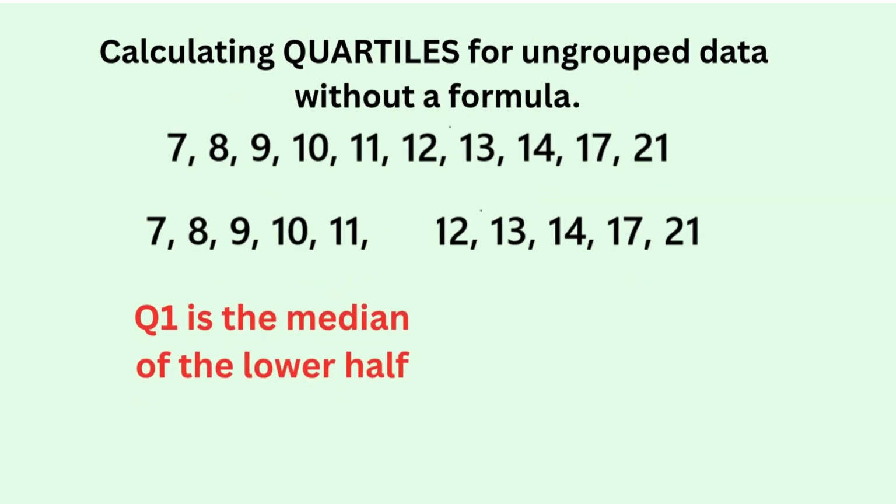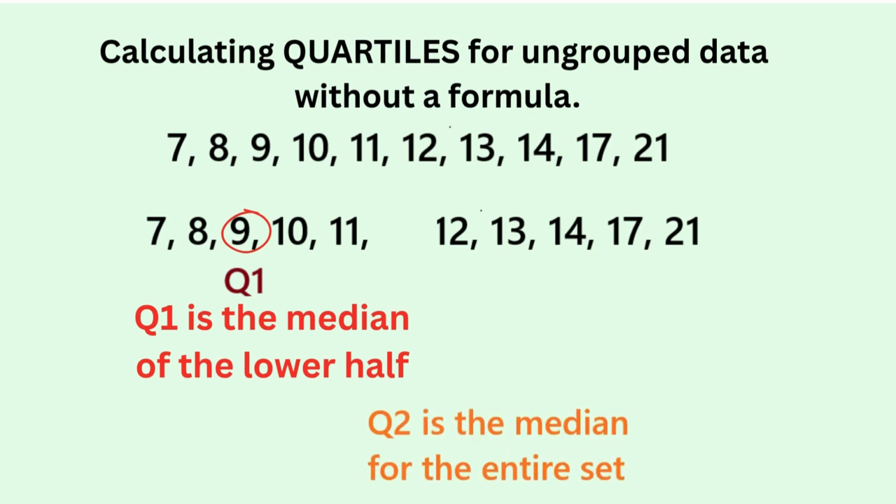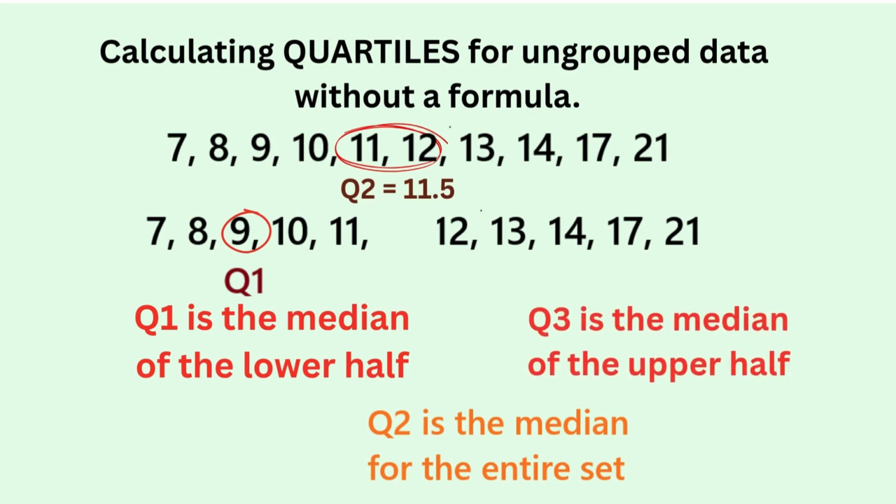Q1, the first quartile, is the median of the lower half. The middle number in the lower half is 9. So Q1 equals 9. Q2, or the second quartile, is the overall median. The middle 2 numbers in the full set are 11 and 12. The average of these is 11 plus 12, divided by 2, equals 11.5. So Q2 equals 11.5. Q3, the third quartile, is the median of the upper half. The middle number in the upper half is 14, so Q3 equals 14.